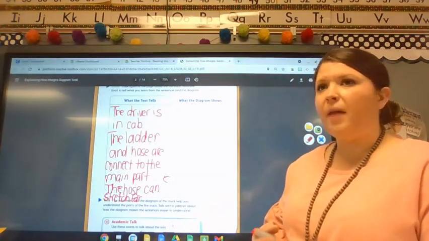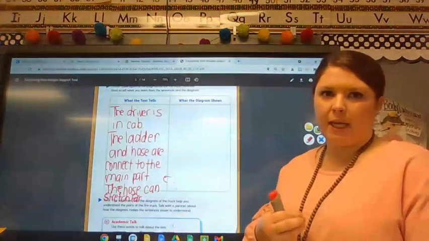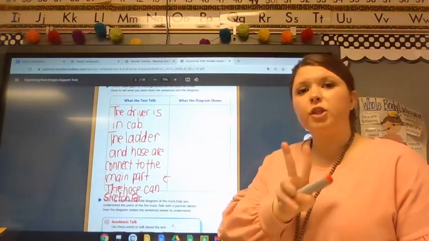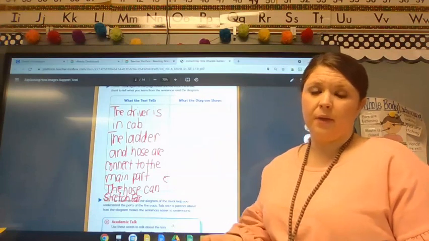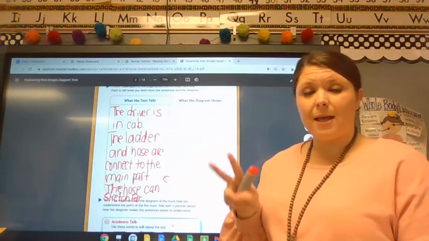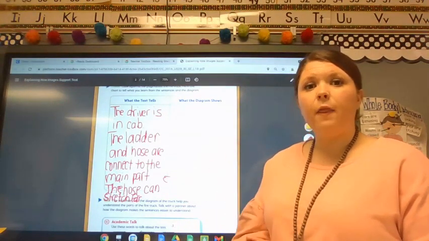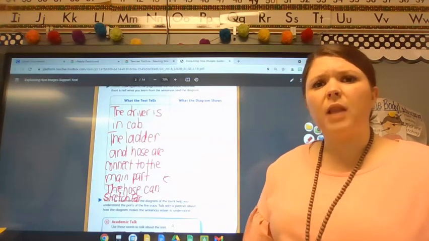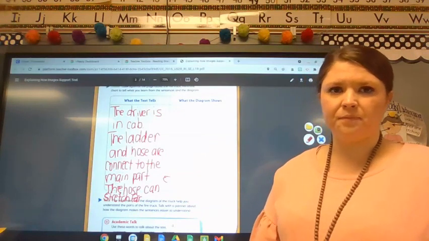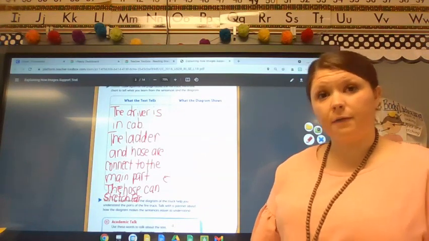Let's start by talking about the things that were not included in the words. Remember, there were two parts that the diagram included that the words did not. The diagram included the lights and the wheels. We could even learn from the diagram where the lights and the wheels are located, can't we? Where are the lights located on the truck? At the front of the truck.